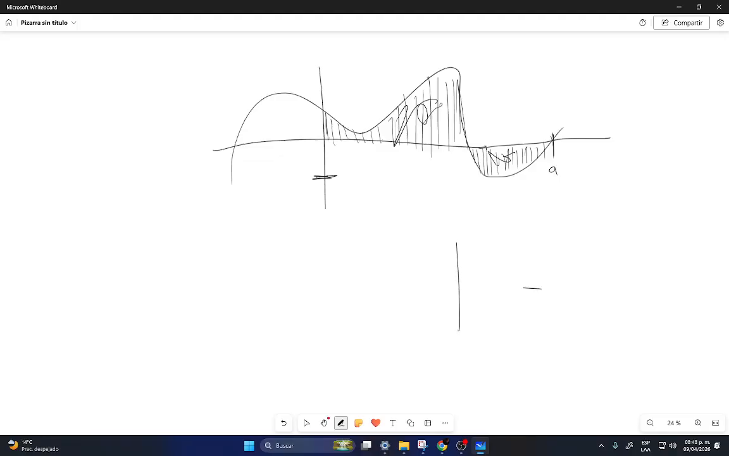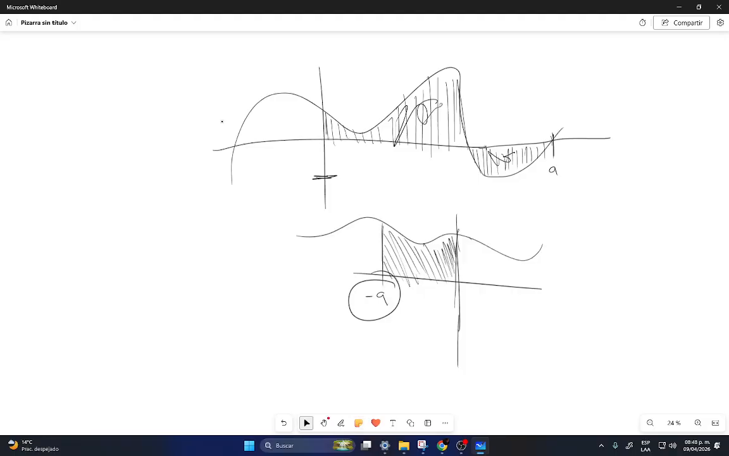Okay, what happens if I want to calculate the area until here, minus a? Once again, if I use the integral and I replace by this value, I will get this area from the origin to here.